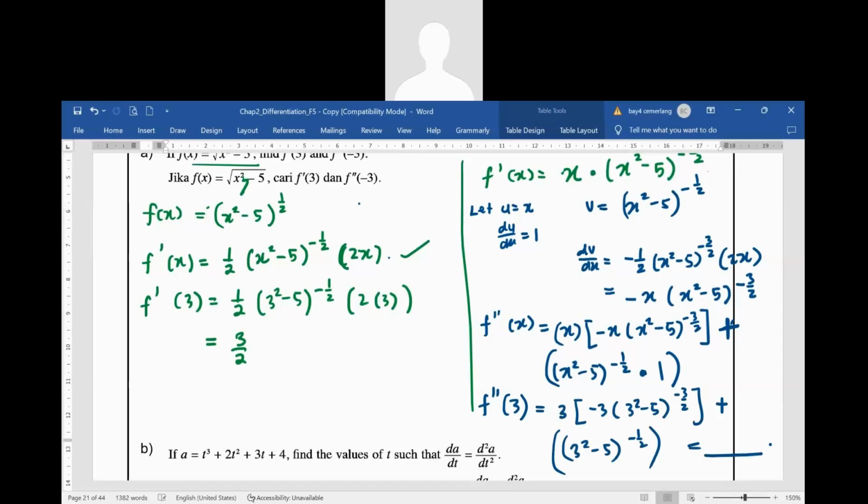Dapatkan value dia. Navina, how much is that? Sir, they are asking negative 3, right, sir? Not 3, right? Negative 3, okay, I didn't focus on that. Negative 3, then negative 3 lah. Negative 3, so yang ni become jadi positive 3. Careful with that.